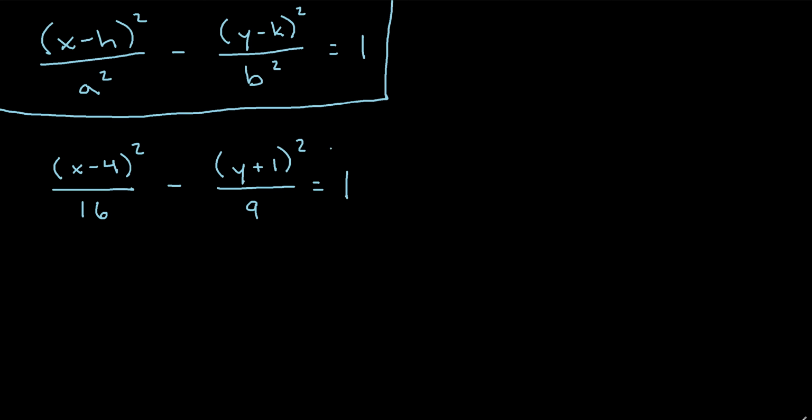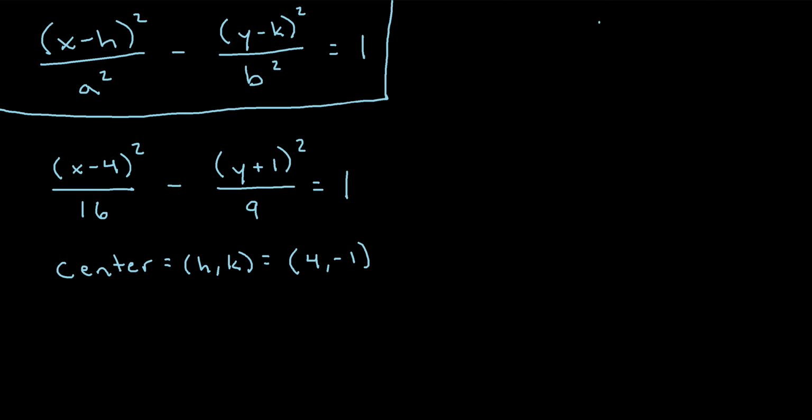Let's say we have the following equation of a hyperbola: (x minus 4) squared over 16 minus (y plus 1) squared over 9 is equal to 1. Before we do anything, we should first identify the center of this hyperbola. The center will be located at the coordinates (h, k). In our example, h is the value being subtracted from the x, so we get 4, and k is the value being subtracted from the y, which would be -1, because we must subtract a -1 in order for this to actually be y plus 1.